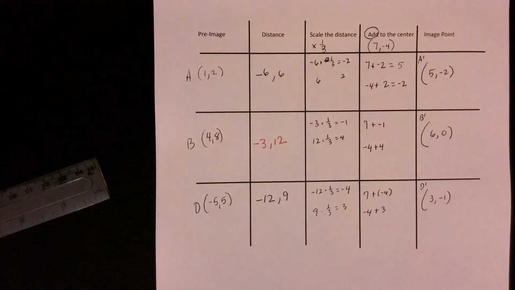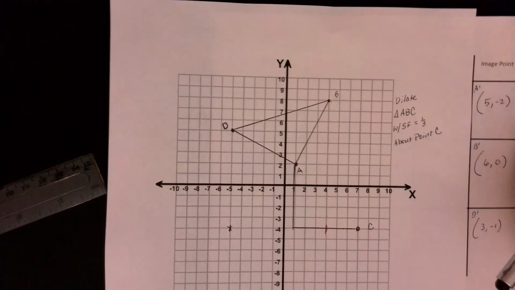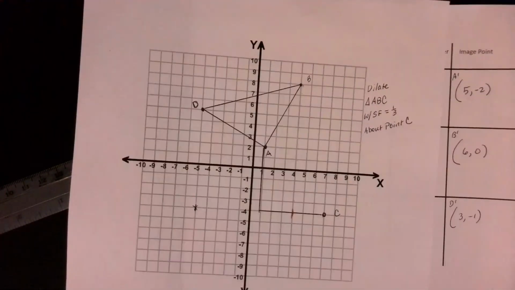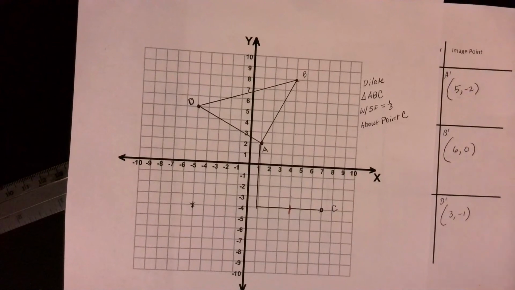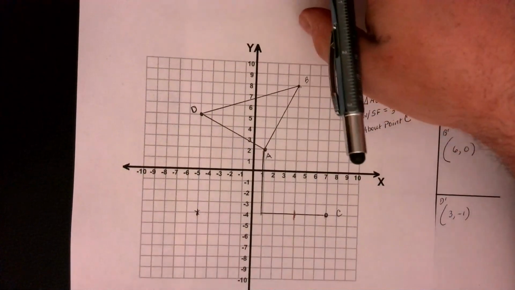So now I need the graph again. So I'll bring my graph back over. Now the only thing I need from the graph or from the table are those coordinates, because that's what I'm going to plot now. I'm going to plot those 3 points on my graph and draw my new triangle.